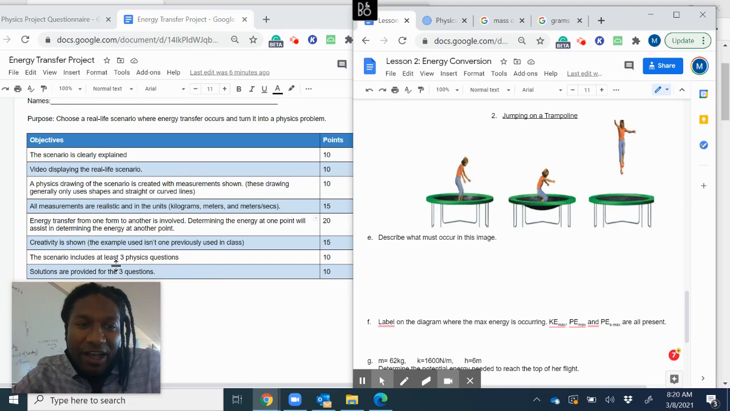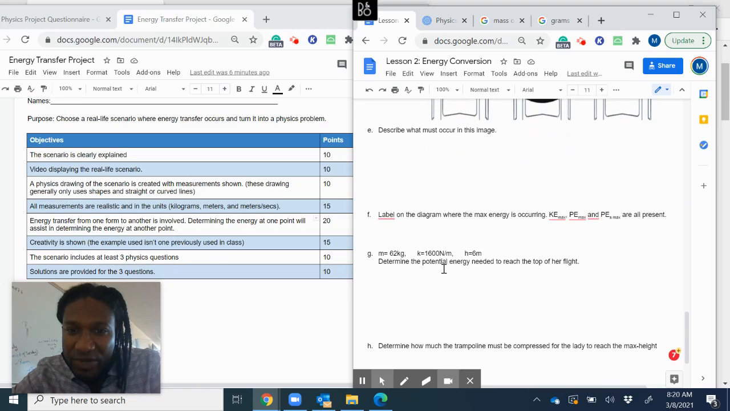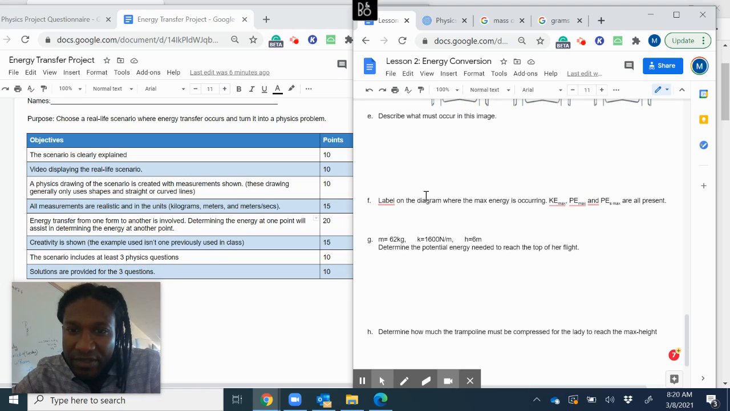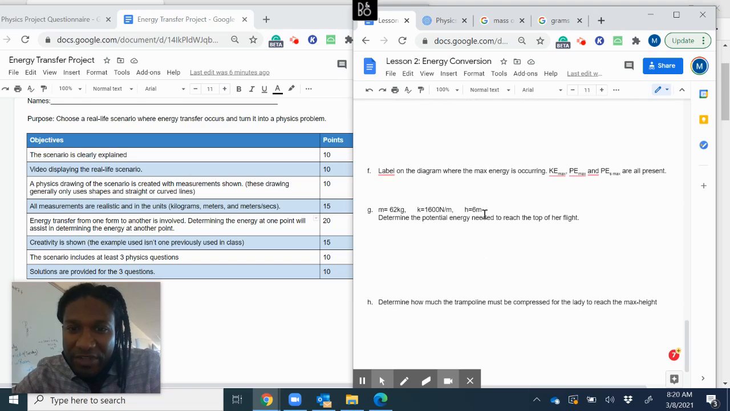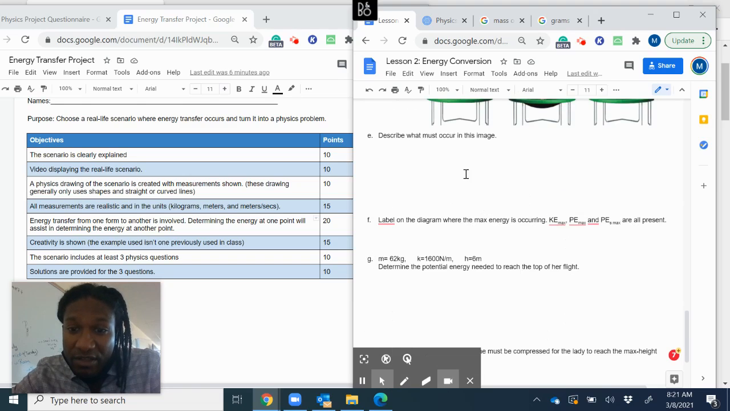Okay. The scenario involved at least 3 physics questions. Here's some physics questions for you. Usually physics questions involve you finding a variable. If you need help, I'm definitely here to help you, but here's some good examples. Here's 4, and yours could take on this kind of shape if you like. And then you want to provide solutions for it. I'm here to help you along the way.